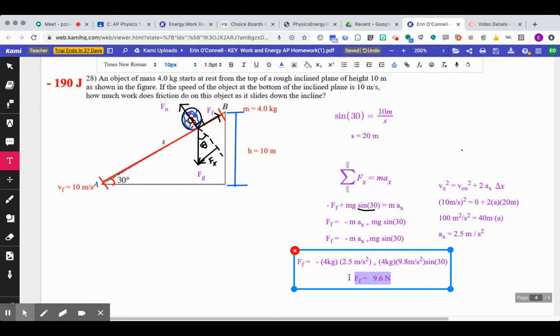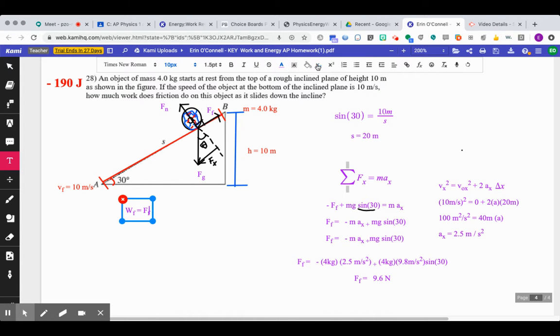So now that we have a value for the force of friction, our last step, we're going to plug it into the work equation so that we know the work done by the force of friction must be equal to the force of friction dot the displacement, which in this case is s, our variable s. So you want to pay attention to the component of the force of friction that's technically parallel. And that's all of it. 9.6 newtons times the displacement, which is 20 meters, times the cosine of the angle between this force of friction vector and the displacement vector.